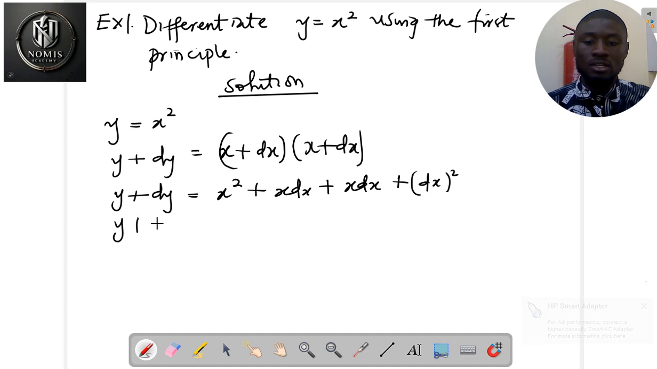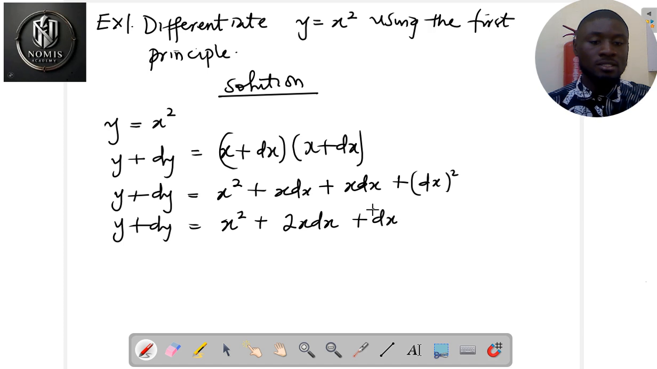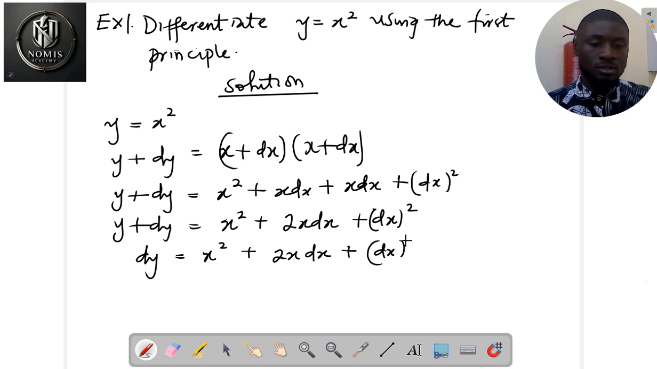So with this we have y plus δy equals x squared plus xδx plus xδx. That will be 2xδx, right? So that will be 2xδx plus (δx) all squared. Remember to put this bracket so that the squared can cover the δ and the x. It will not be as if you wrote δ times x squared. So it must be in bracket that δx is squared. So what do we do now? We need to make δy/δx the subject of the formula. Therefore, y plus δy equals x squared plus 2xδx plus (δx) squared.